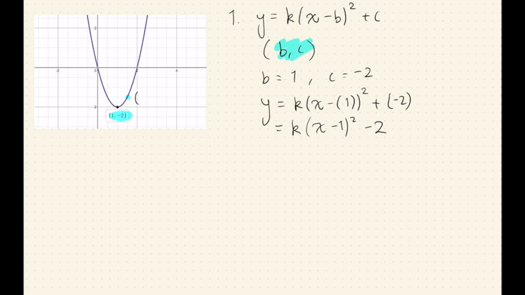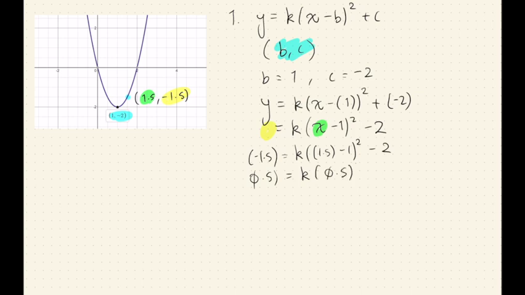Okay, and what's that? Well, that looks like it's going to be 1.5 and negative 1.5. So not ideal, but we can work with that. So the y value here, it's going to go here, and then the x is going to go in there. Let's have a look. Negative 1.5 equals (1.5 minus 1) squared minus 2. So first thing is I add 2 to both sides, so I get 0.5 over here. That becomes 0.5 squared.